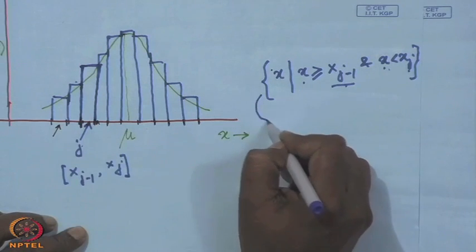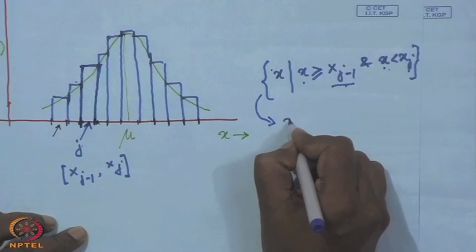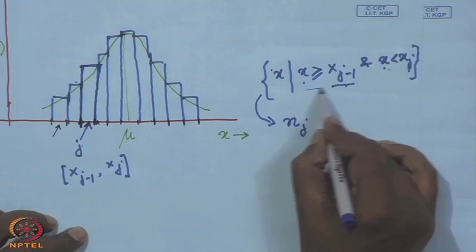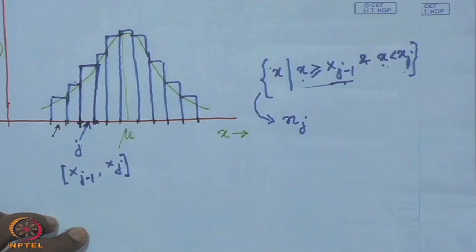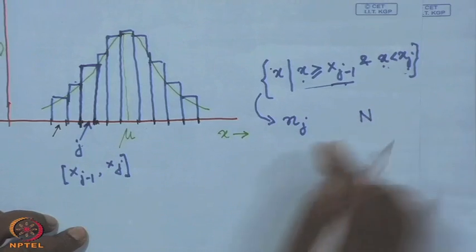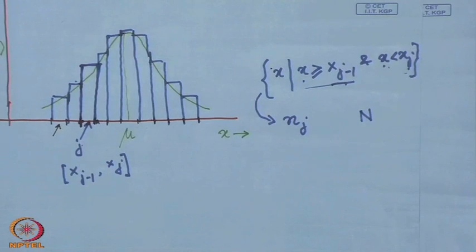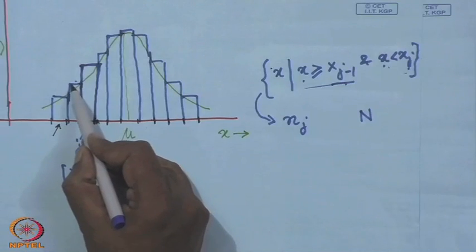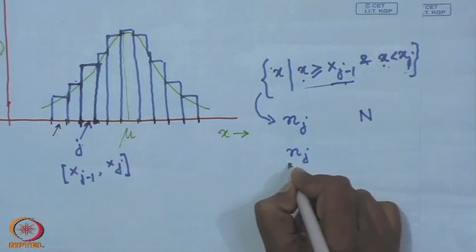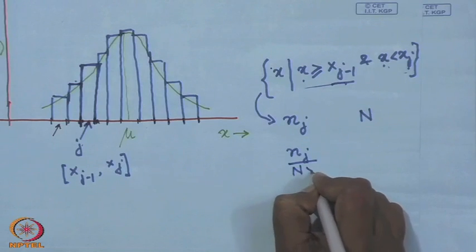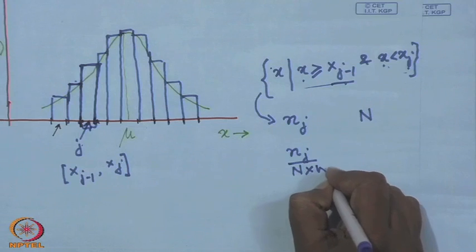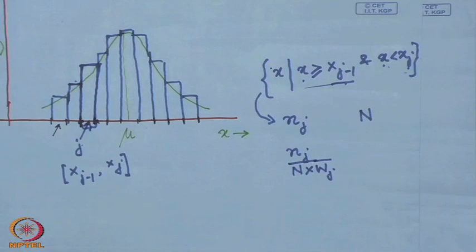And the number of such samples if I represent by n j. So, n j is the number of such samples which follow this condition. And suppose capital N is the total number of samples that I have, then this height actually represents n j by N into width of this interval. If I say w j, that is the width of the interval w j.